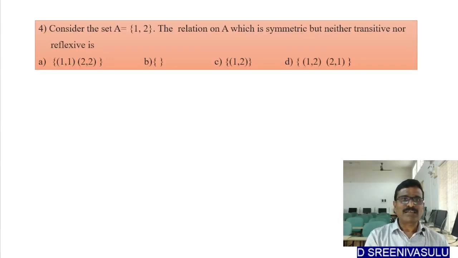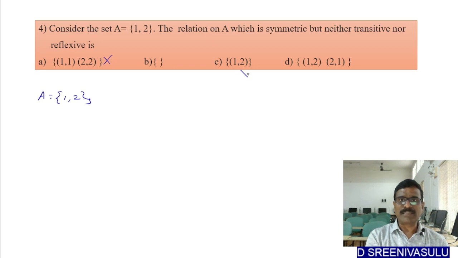Question number 4. Consider the set A equal to {1, 2}. The relation on A which is symmetric but neither transitive nor reflexive is, here there are 4 options. We have to observe. The first one is (1,1), (2,2). It is reflexive, but it is given that it is not reflexive. This is not the correct option.